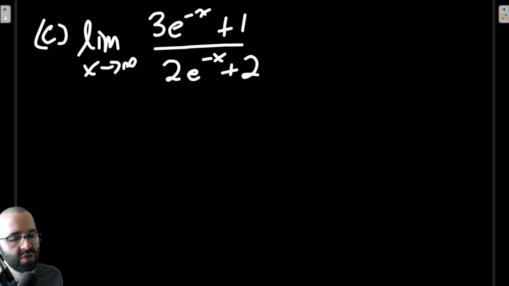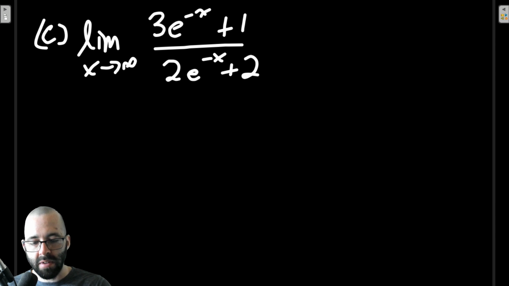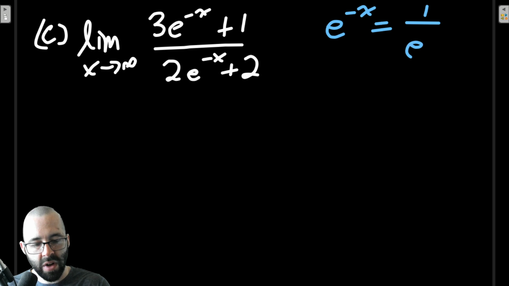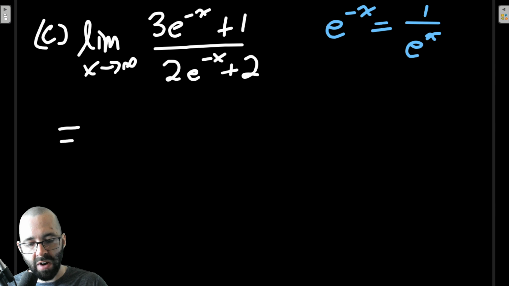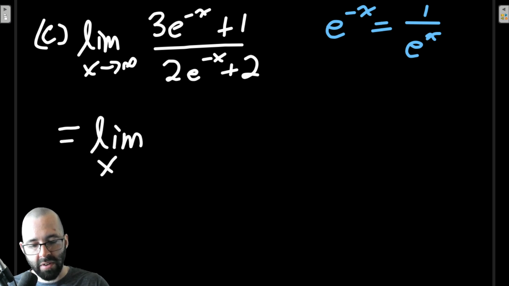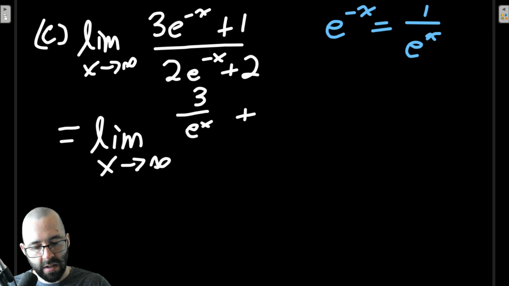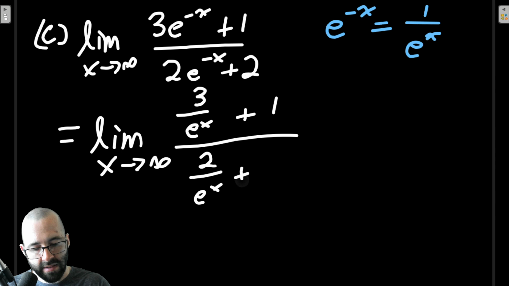And there's a couple of ways of approaching this. One of the ways is to remember what negative exponents mean. Remember, negative exponents, so e to the negative x, means reciprocal. This is 1 over e to the x. So let's just rewrite this in a complex fraction. It'll look a little bad for a bit, but it'll get better. This first term becomes 3 divided by e to the x. The denominator becomes 2 divided by e to the x.